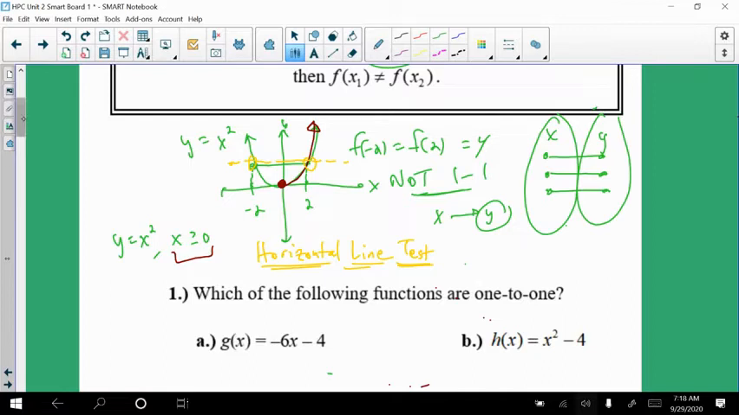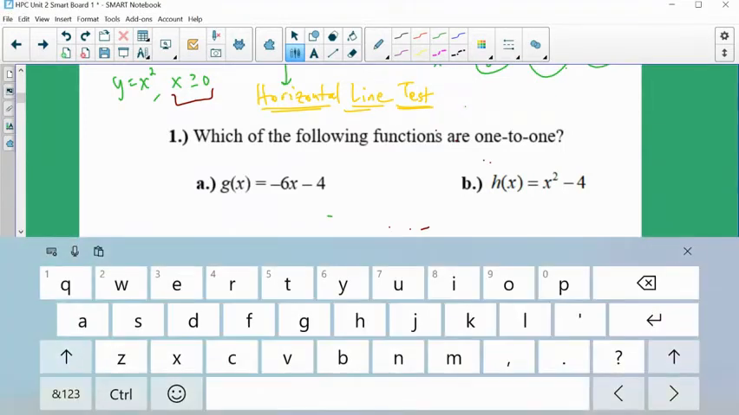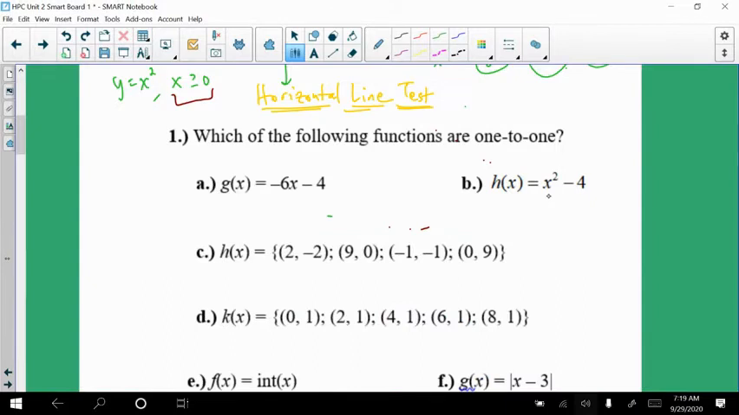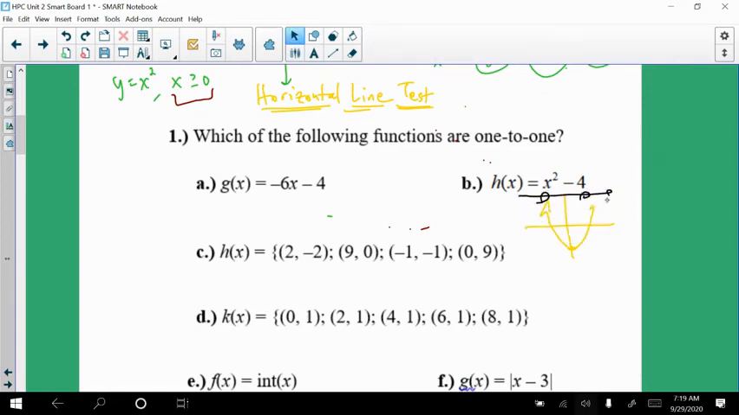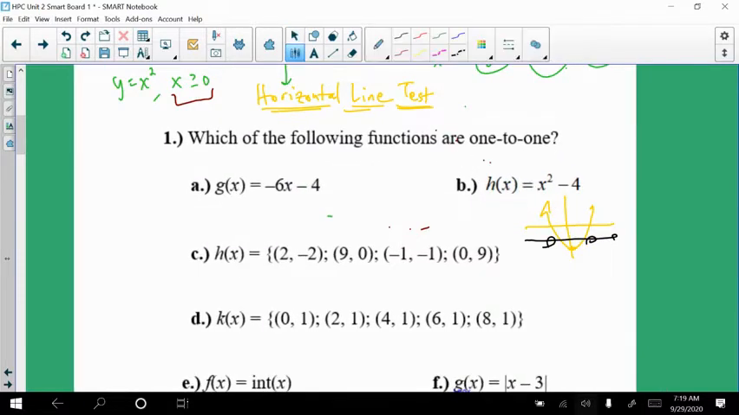Some of these questions ask which of these are one-to-one. Right away, based on the horizontal line test, I can eliminate B, because B is a quadratic that's been pulled down 4 units. It clearly fails the horizontal line test, because there are many points where I could draw a horizontal line that hits twice. Basically anywhere above the vertex, it will not pass. So this is not a one-to-one function.